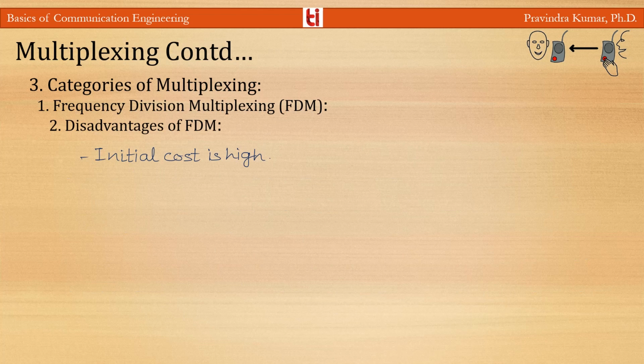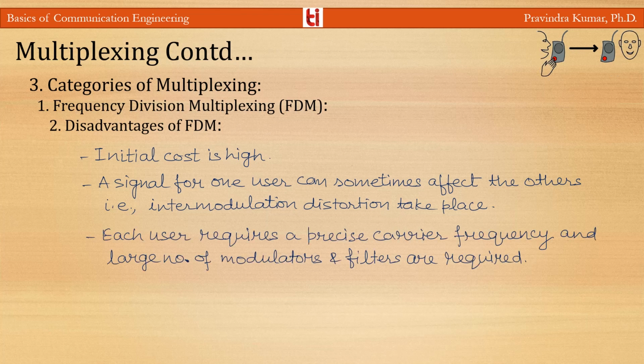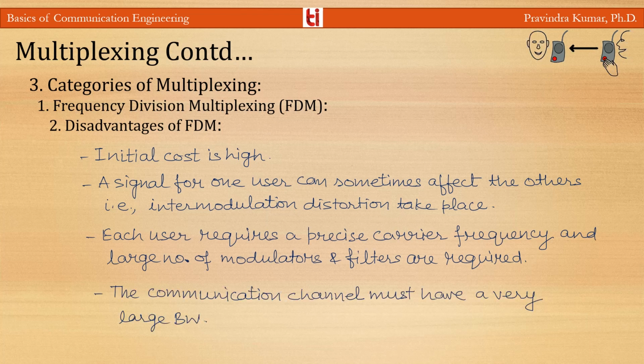And if we talk about the disadvantages of the FDM system, the initial cost is high. In an FDM system, a signal for one user can sometimes affect the others, that is, intermodulation distortion takes place. And users require a precise carrier frequency, a large number of modulators and filters will be required, and the communication channel must have a very large bandwidth.